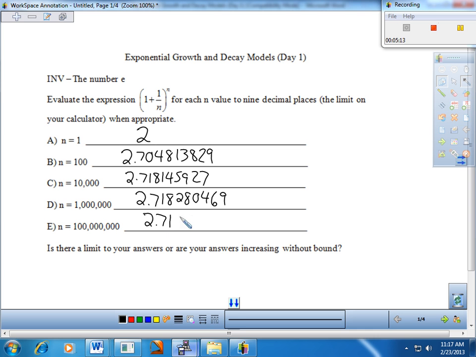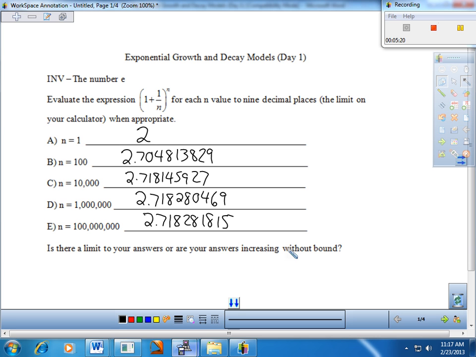So I got, what was that, 18281815, something like that. Again, everyone, could I theoretically keep going? Could I start getting into the billions and the trillions, et cetera, et cetera? And I guess the question sort of speaks for itself. Is there a limit to your answers, or are your answers increasing without bound?